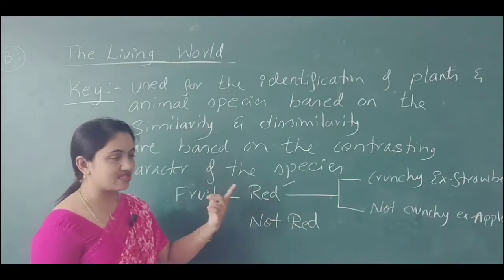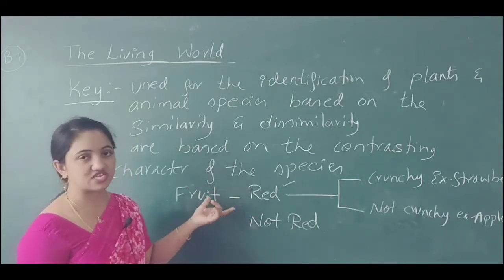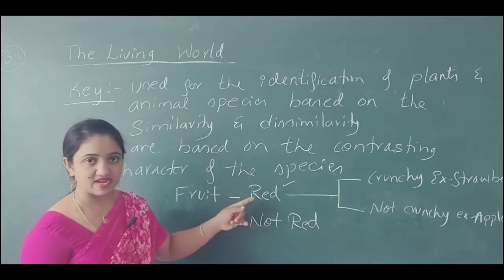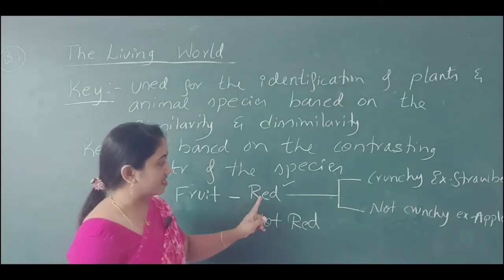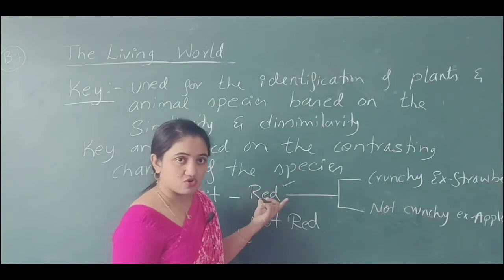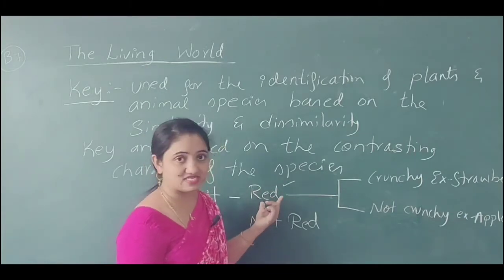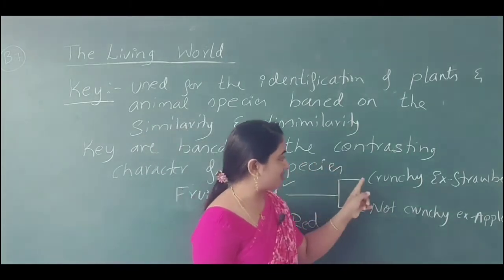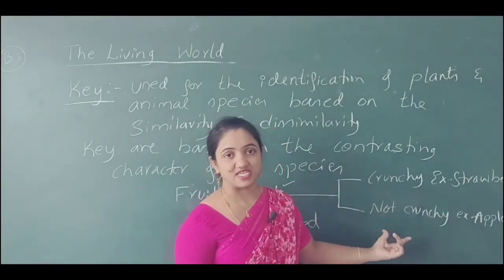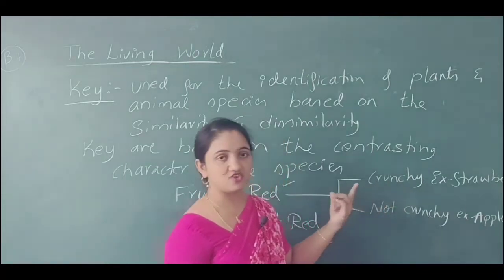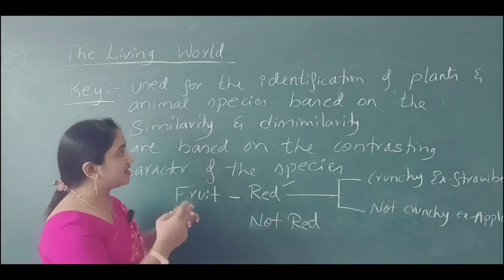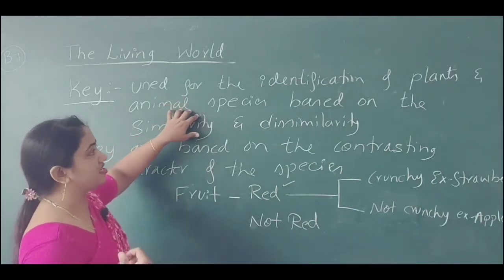So like this, the key includes two statements at every step. One will be correct, one will be rejected. When the statement is correct and you follow the right statement, again it will have two more statements. One will be correct and one will be rejected. So like this you have to follow, you have to write the keys of any plant or animal.